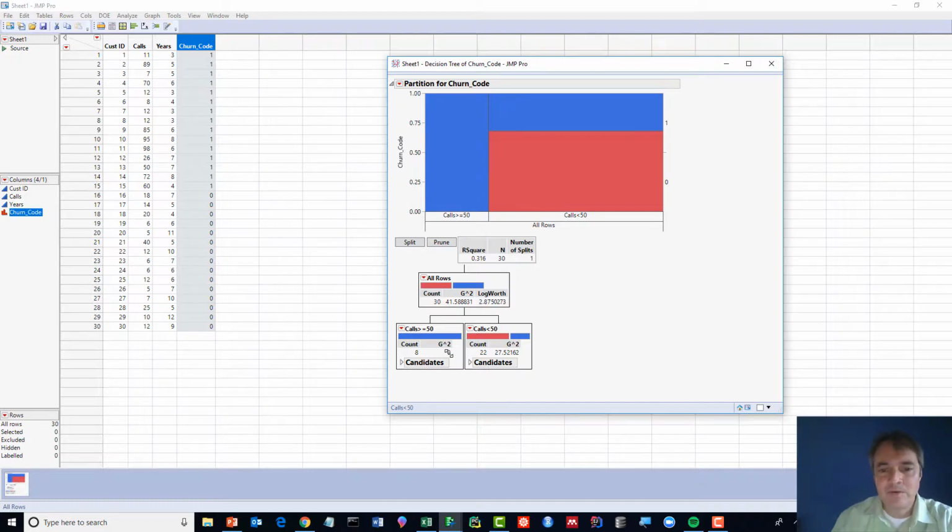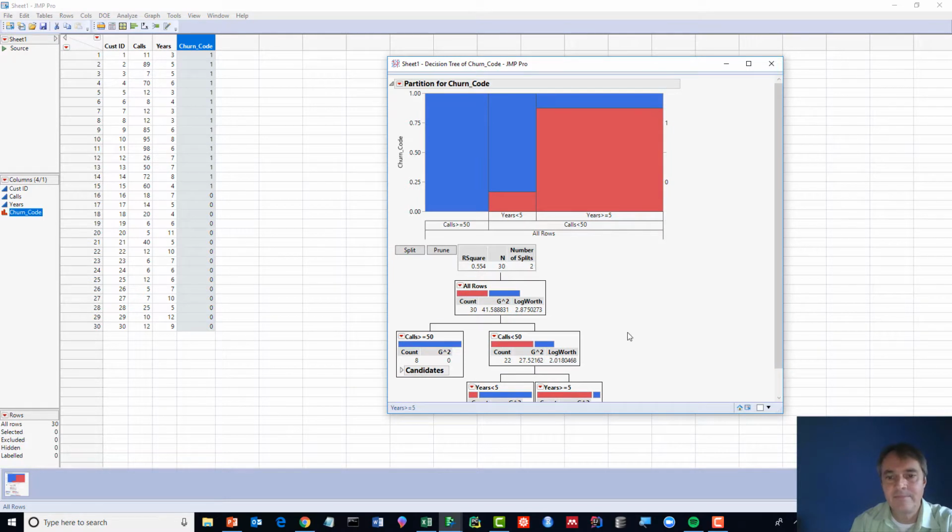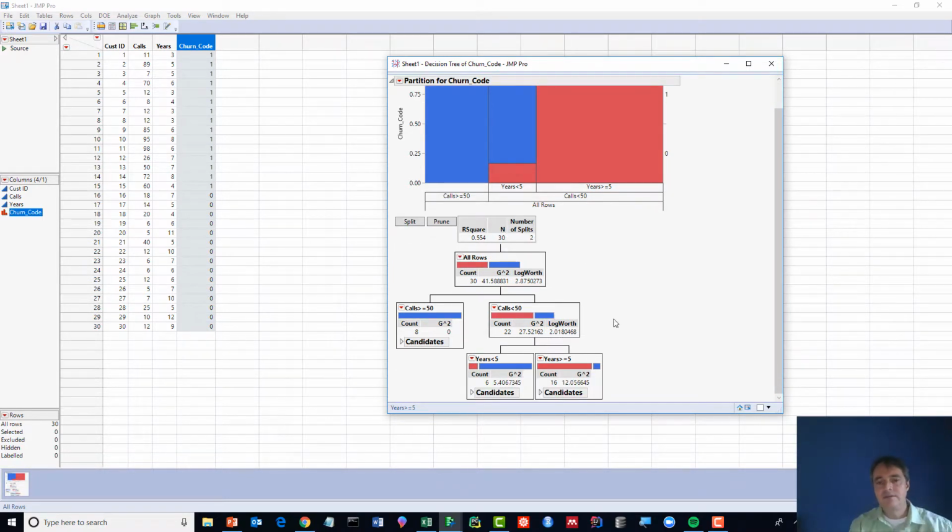Over here, notice we have a little bit more of a mix. Some of these left, but not all of them. So we might want to split again. These over here are calls less than 50, and we've got 22 rows here. Now it's going to split on years with the company, which is our only other variable, so we don't have any more options.